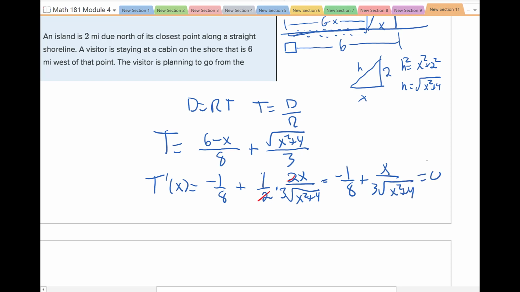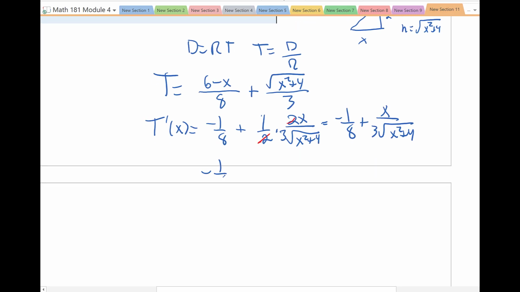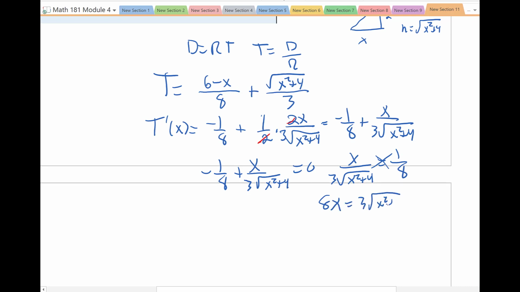Let's set that equal to 0, sorry, just that's a cleanup. We're going to take this negative 1/8 plus x over 3 root x squared plus 4 and set it equal to 0. So this x over 3 times the square root of x squared plus 4 would equal 1/8. So I'm going to cross multiply. 8x equals 3 times the square root of x squared plus 4.